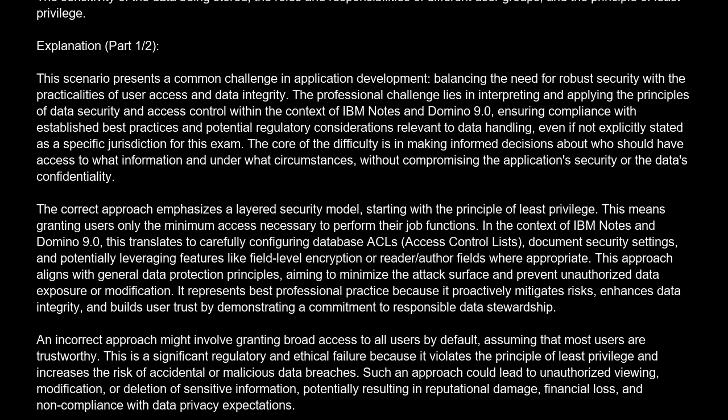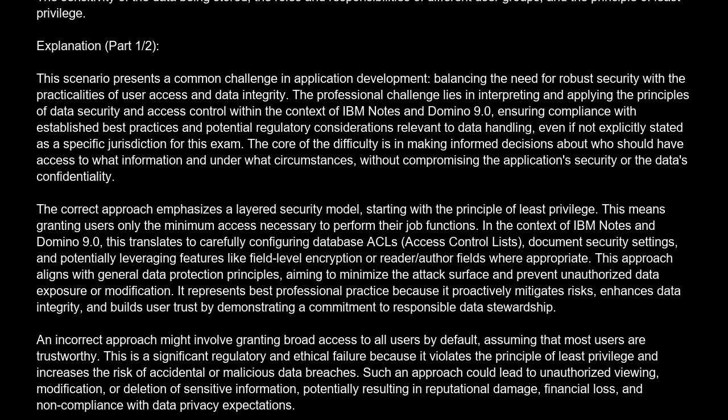The core of the difficulty is in making informed decisions about who should have access to what information and under what circumstances, without compromising the application's security or the data's confidentiality. The correct approach emphasizes a layered security model, starting with the principle of least privilege. This means granting users only the minimum access necessary to perform their job functions. In the context of IBM Notes and Domino 9.0, this translates to carefully configuring database ACLs, access control lists, document security settings, and potentially leveraging features like field-level encryption or reader/author fields where appropriate.